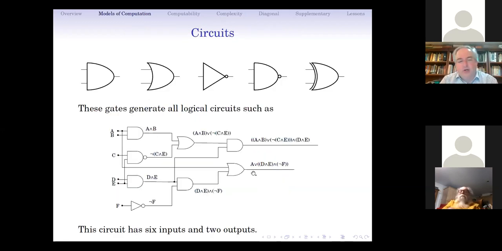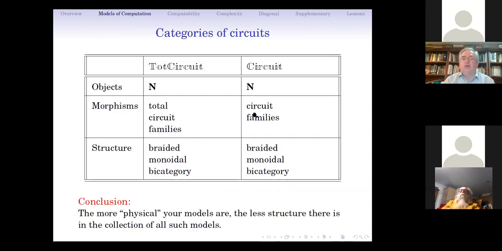Okay, let's talk about circuits. You know what circuits are. This is a circuit with 6 inputs and 2 outputs, and we're going to talk about that. So let's talk about the category of circuits. Again, the objects are natural numbers, and the morphisms from M to N are not what you would think, circuits with M inputs and N outputs, but rather circuit families. You have to understand that circuits accept several strings of Booleans.